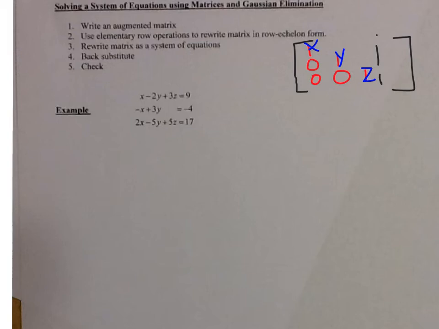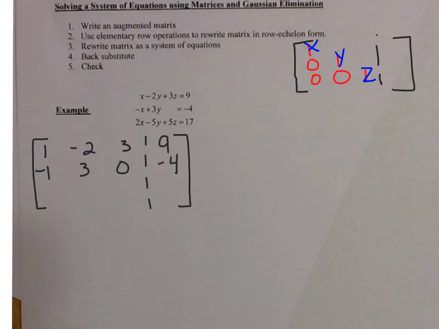All right, then after you get it in row echelon form, you're going to rewrite the matrix as a system of equations. You're going to use back substitution, and you're going to check. All right, so let's start by writing the augmented matrix. So I have 1, negative 2, 3, dotted line, 9. Negative 1, 3, 0, negative 4. Make sure you plug in that 0 for that missing variable. 2, negative 5, 5, 17.